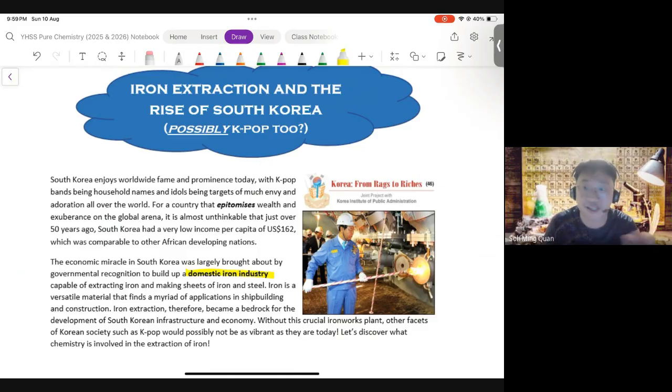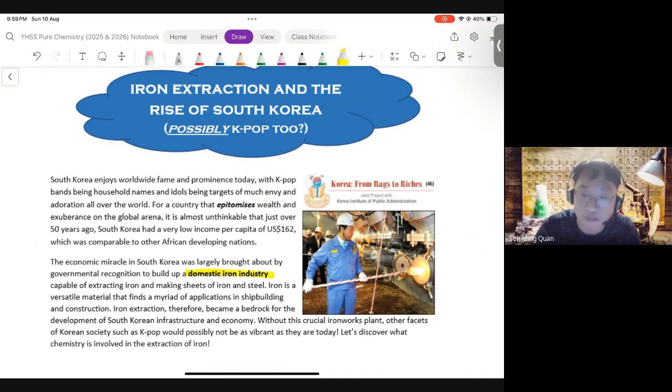Now, how is iron useful? So we have said this in lecture video 1. If there is iron, you can make steel. If you can make steel, you can do construction, you can build ships, you can build weapons. And because of that, the steel and iron industry propelled South Korea to its current wealth today, which of course lays the foundation for Korean dramas and K-pop.